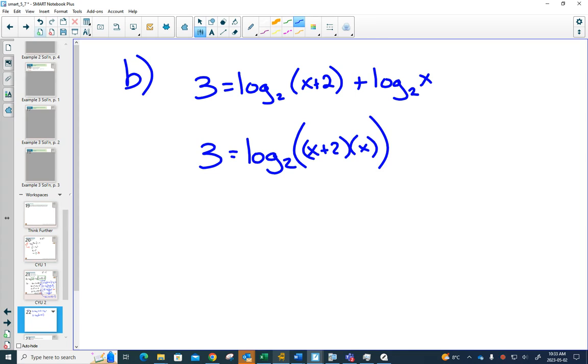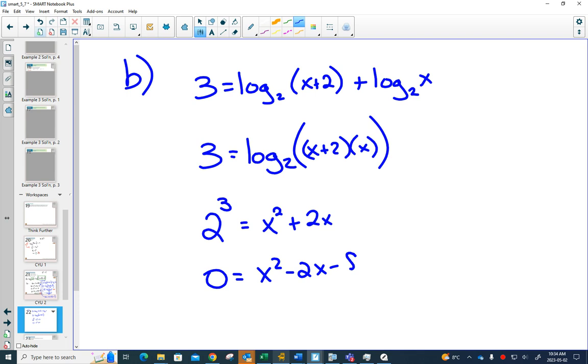Once you have a single logarithm, what's our next step? Use the definition, change to exponential form. I'll just distribute this like x squared plus 2x. And it turns into a type of equation you solved before. Oh, it's a quadratic equation. How do I solve quadratic equations? I make one side equal to 0, so I'll subtract 8 on both sides and factor.